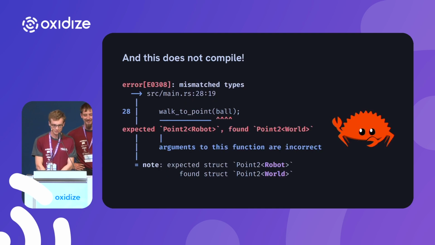Now, this is the real compiler error. In this case, the compiler is really helpful because it tells us that we used a point that is in the wrong frame of reference, and it tells us what it expected. So we need to put in a point that is relative to the robot frame of reference, and we put in a point in world coordinates.